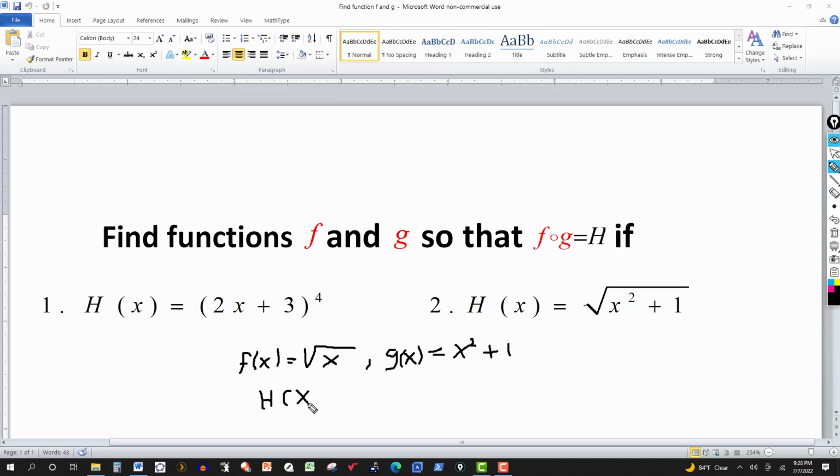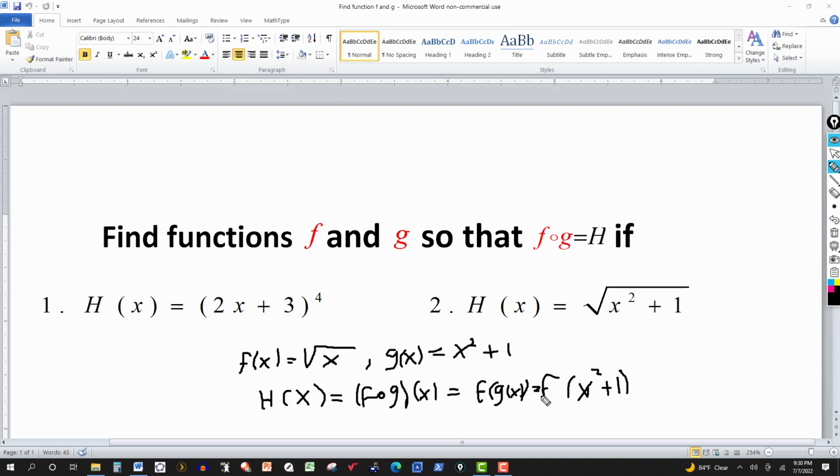So therefore we can say that h of x, we find the components that will generate h of x. So h of x will equal the composition of f with g evaluated at x. So this is f of g of x, and then continue, f of g of x is x squared plus 1.